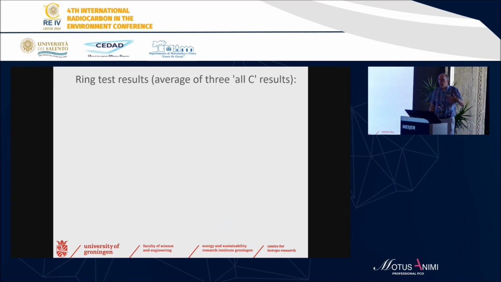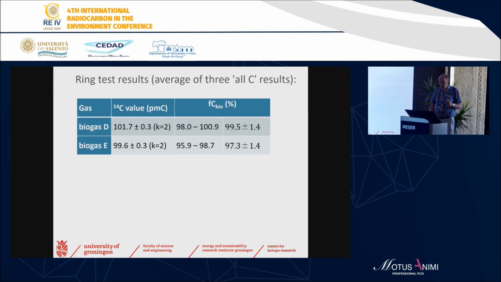I already showed the results in terms of radiocarbon, but now I'll show them in terms of the fraction bio. Here's what you get for the two biogases, D and E. You see this 14C value repeated again. You see they're systematically different because the uncertainty is something like 0.3%, k equal to 2 sigma. If you then calculate the biofraction, you see these ranges, or if you express them as a value plus or minus an uncertainty, you get 99.5 plus or minus 1.4% for biogas D, which indeed is fully bio, and for biogas E, it is a bit like 2% lower, 97.3. So once again, indeed, there is still a tiny bit of fossil fuel there.